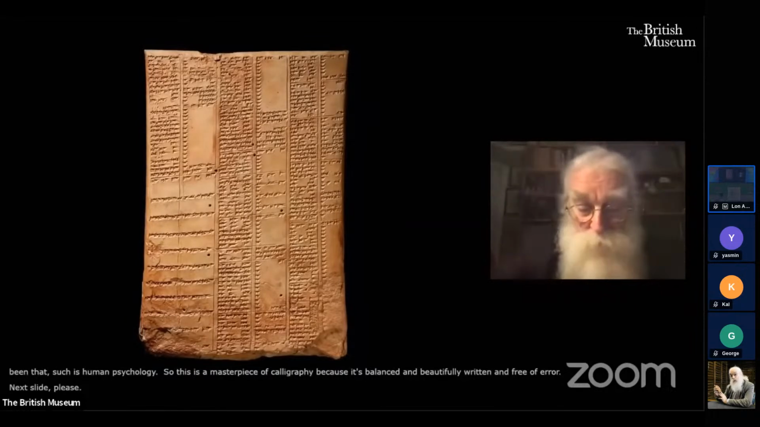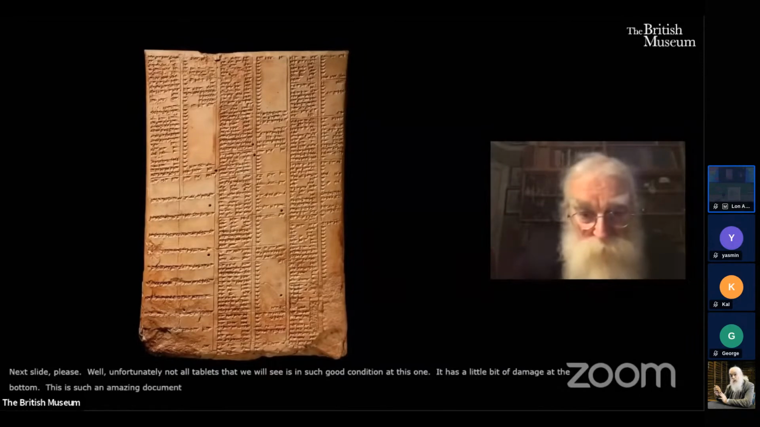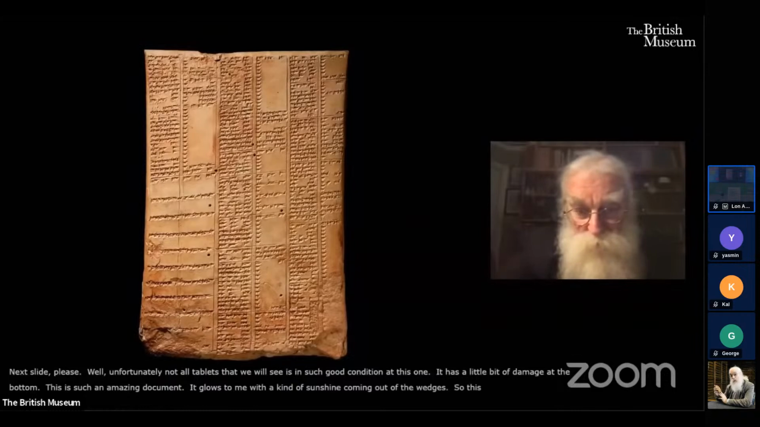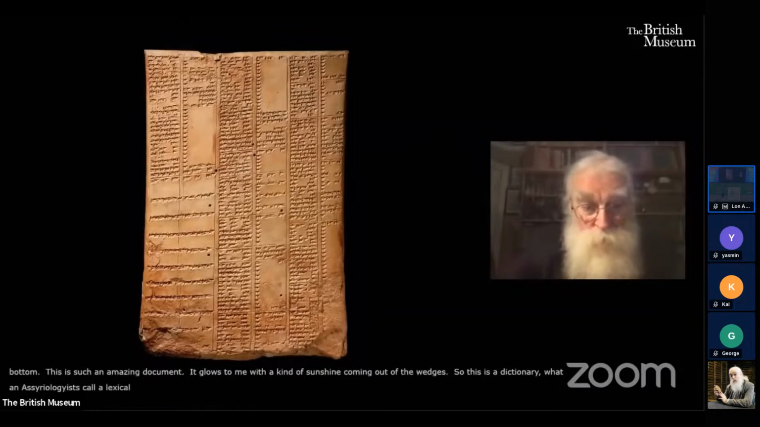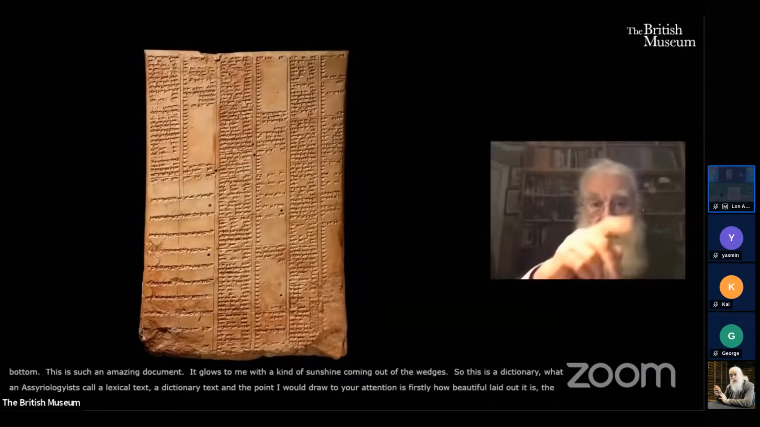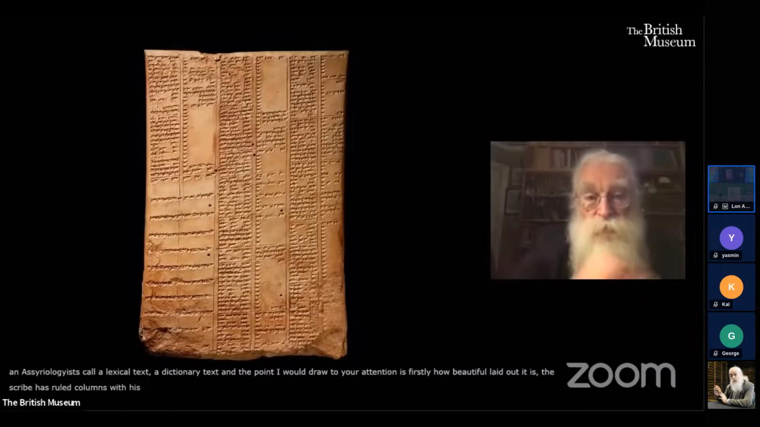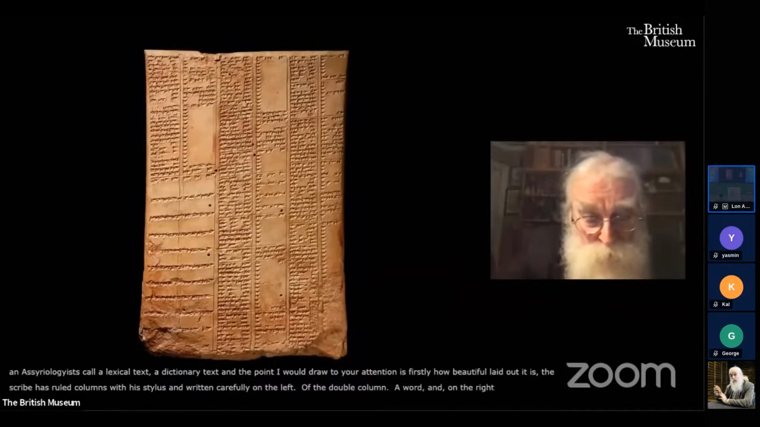Next slide, please. Well, unfortunately, not all tablets, as we will see, are in such good condition as this one. It's got a little bit of damage at the bottom. This is such an amazing document. It glows to me with a kind of sunshine coming out of the wedges. So this is a dictionary. It's what Assyriologists always call a lexical text, a dictionary text. And the point I would draw to your attention is, firstly, how beautifully laid out it is. The scribe has ruled columns with his stylus and written carefully on the left of the double column a word, and on the right its equivalent or its explanation.